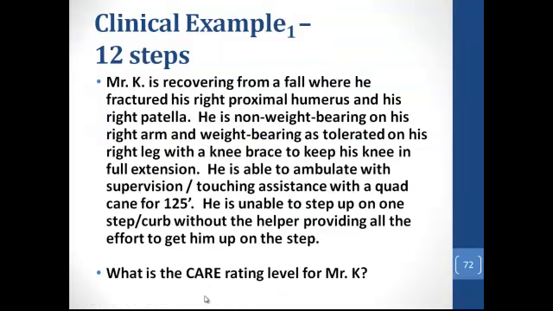Example number 1 is Mr. K. He is recovering from a fall where he fractured his right proximal humerus and his right patella. He is non-weight-bearing on his right arm and weight-bearing as tolerated on his right leg with a knee brace to keep his knee in full extension. He is able to ambulate with supervision or touching assistance with a quad cane for 125 feet. He is unable to step up on 1 step or curve without the helper providing all the effort to get him up on the step.